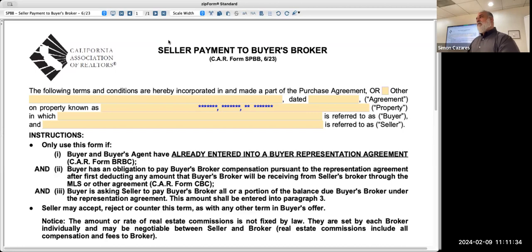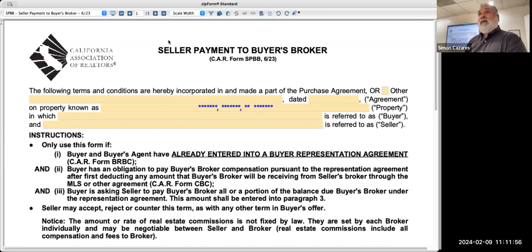Now, the awesome part of it too, the CBC comes into work for you is you can also negotiate your commission. If the commission on the MLS shows a 2%, the CBC form can be that I'm requesting a 2.5 or even a 3%. So you can ask for more of a commission.